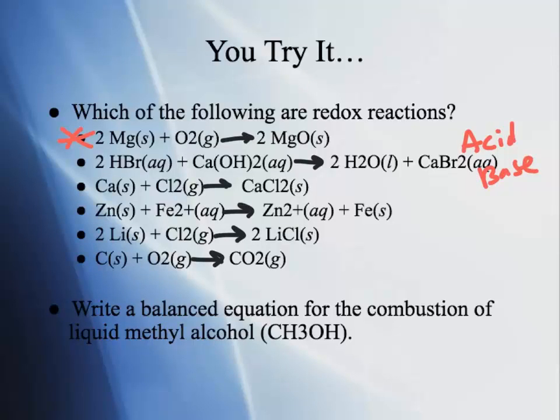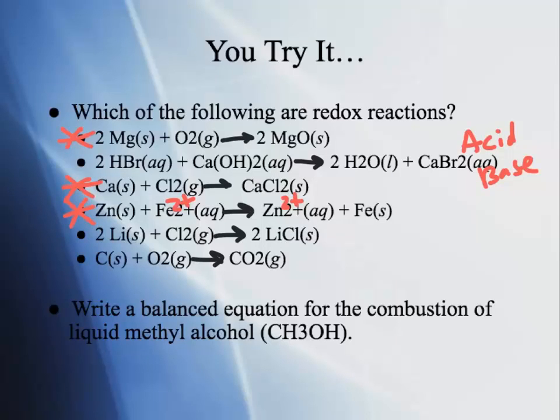All right, number 3, calcium, which is a metal, and chlorine, which is a nonmetal, react to form calcium chloride. Ding, ding, ding. That is a redox reaction because a metal and a nonmetal are hooking up. Number 4, zinc reacting with Fe2+. There's a charge on Fe, and in the end we get zinc with a charge, and Fe has no charge. Ding, ding, ding, this is a redox reaction. It's probably not one that you guessed though.